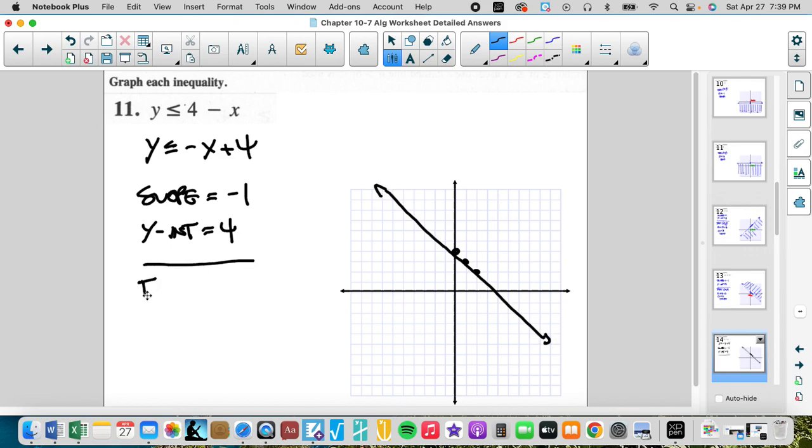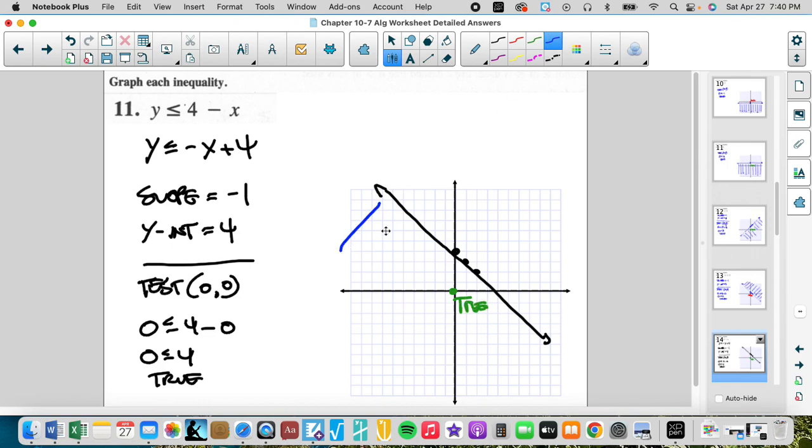We're going to test the point 0, 0. Is 0 less than or equal to 4 minus 0? Is 0 less than or equal to 4? That's a true statement. 0 is definitely less than. So this point, 0, 0, is going to be true. And that means all the points on that side are true. So I'm going to shade the true side.